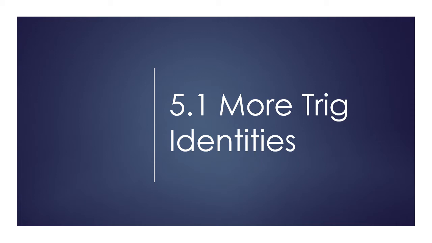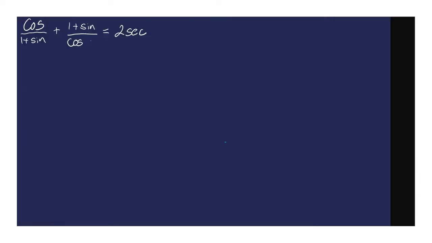All right, this video is for showing how to identify more trig identities. Let's get cracking. So the first one is cosine over 1 plus sine plus 1 plus sine over cosine equals 2 secant squared. So in this, I'm definitely going to keep the simple side, and that's what I want to try and match.